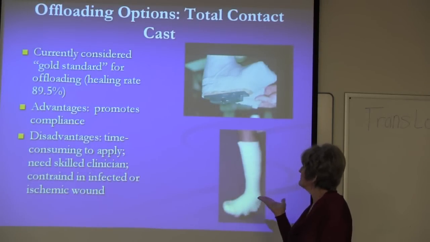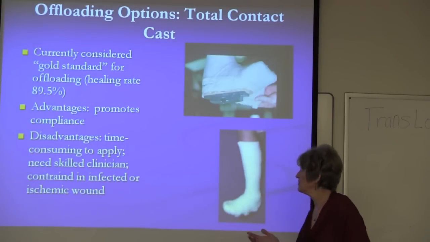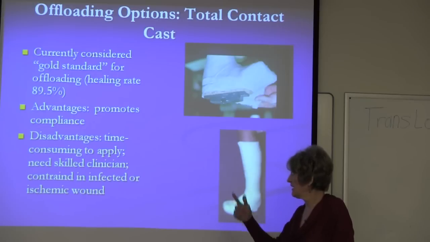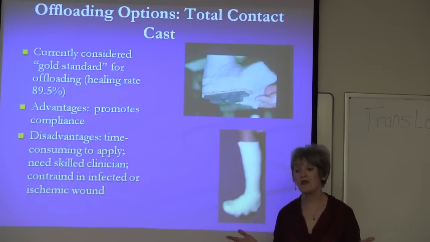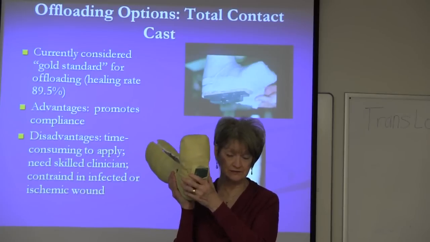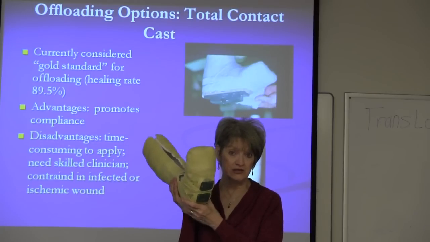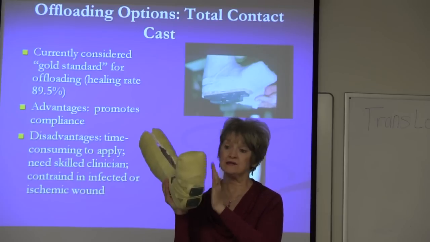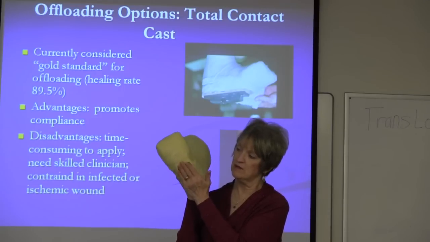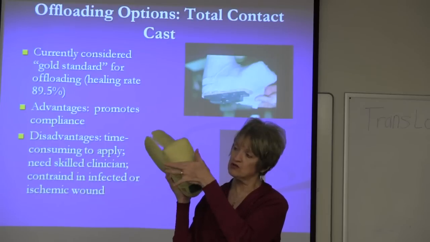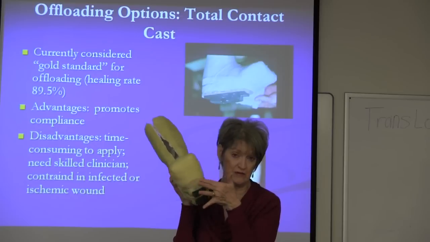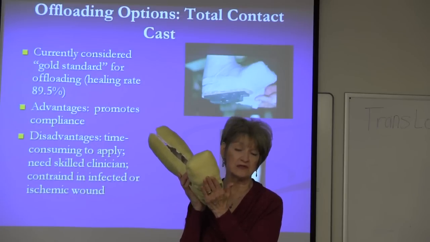So the total contact cast, as we've said, is the gold standard. In studies, use of total contact cast gives you the highest healing rate, 89.5%. You can see the advantage. What you do, you pad the foot, you pad all of the bony prominences, you dress the wound, you apply a cast. It's a walking cast, so you've got this walking pad on the bottom. The metatarsal heads are totally offloaded. This is particularly appropriate for the patient with an ulcer over the metatarsal heads. That's where ulcers are most likely to occur.